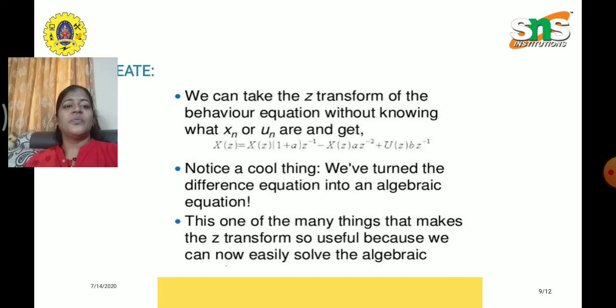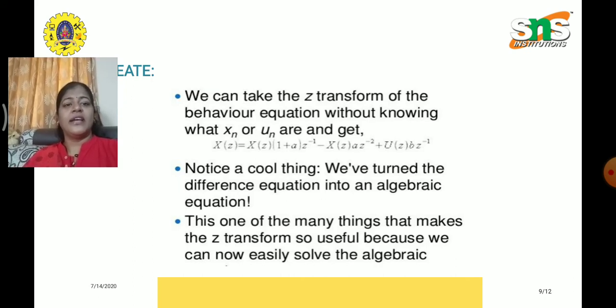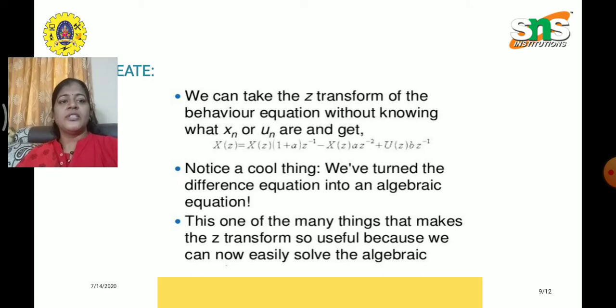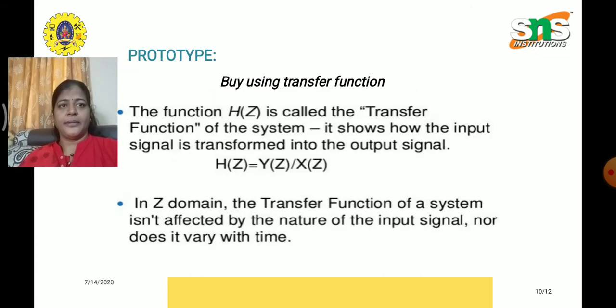Yes, this is one of the many things that makes the Z transform so useful, because we can now easily solve the algebraic prototype. By using the transfer function, the function H of z is called the transfer function of the system. It shows how the input signal is transformed into the output signal. That is, H of z is equal to Y of z by X of z.